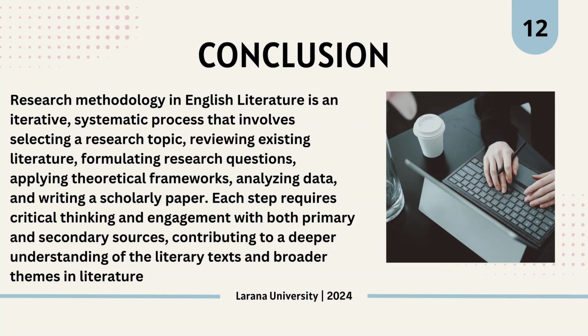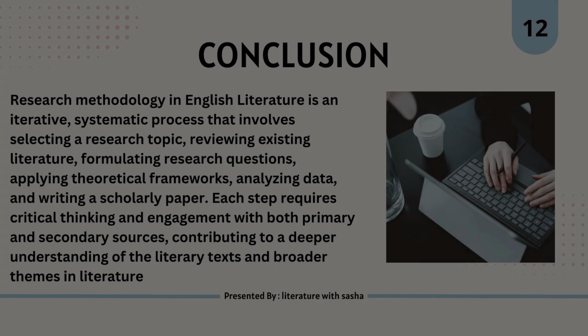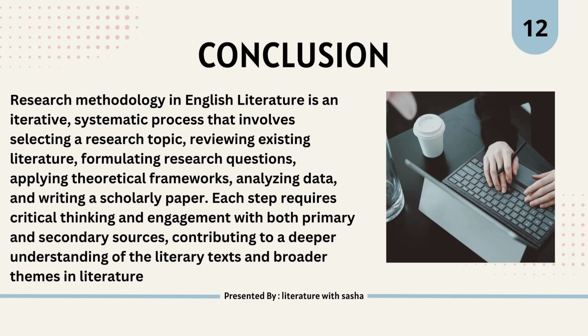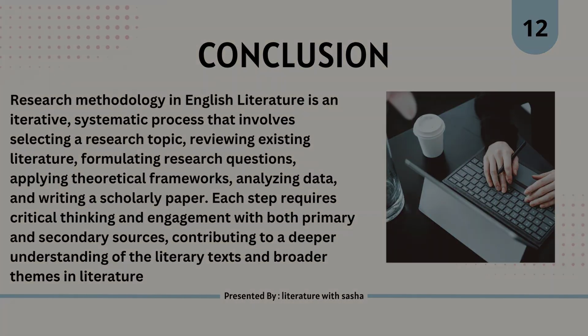Conclusion. Research methodology in English literature is a systematic, repeated process that involves selecting a research topic, reviewing existing literature, formulating research questions, applying theoretical frameworks, analyzing data, and writing a scholarly paper. Each step requires critical thinking and engagement with both primary and secondary sources, contributing to a deeper understanding of the literary text.